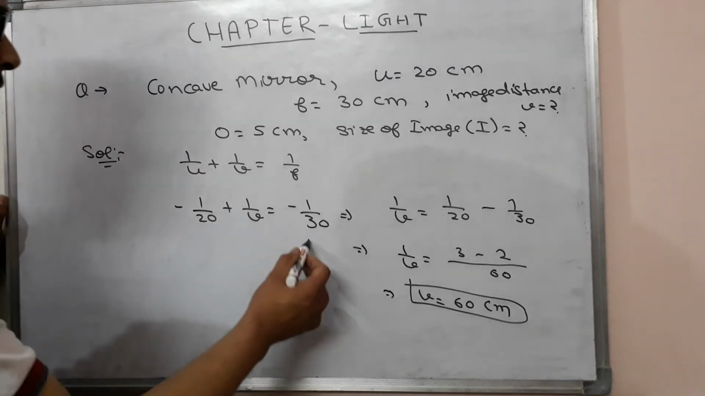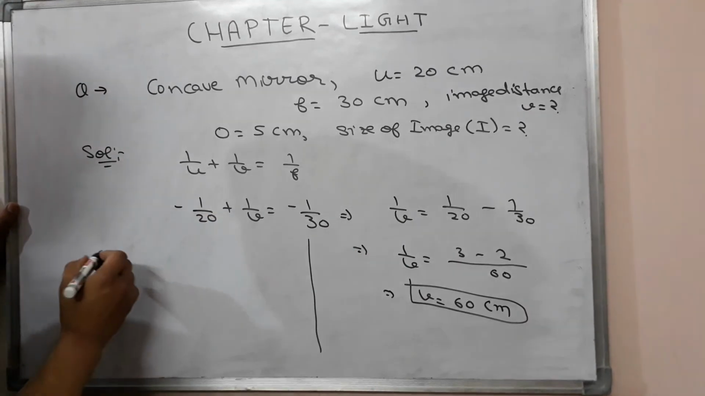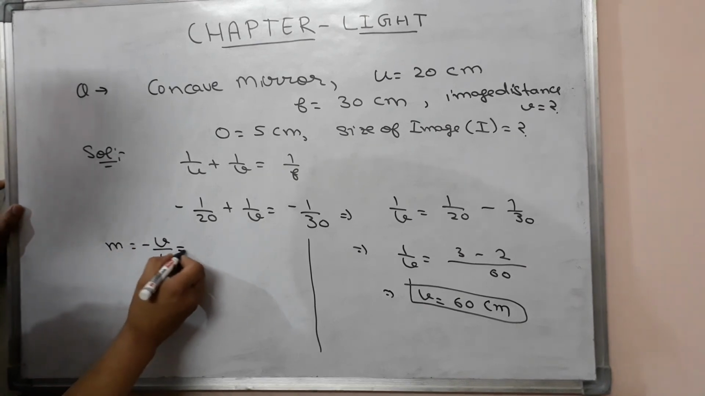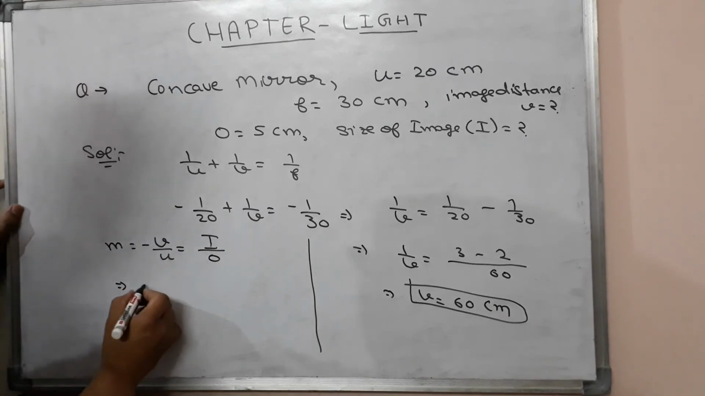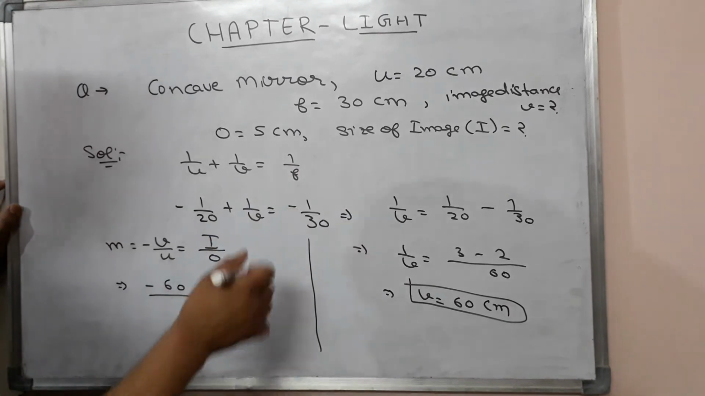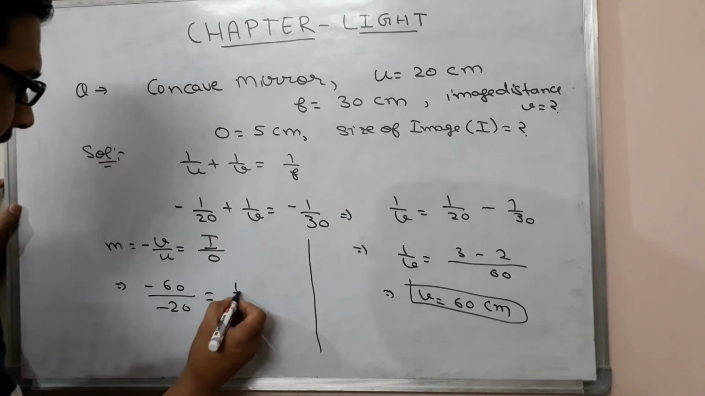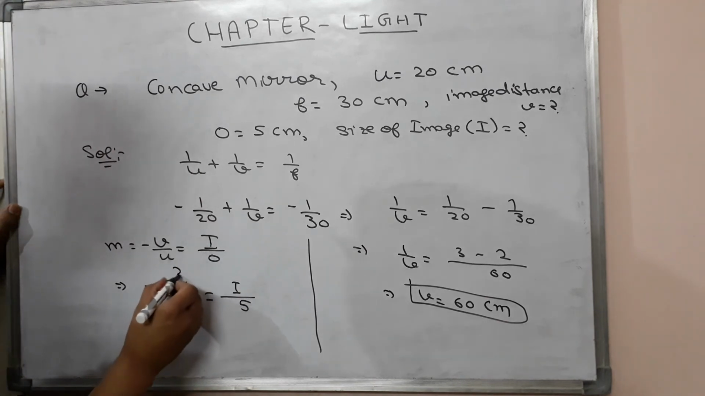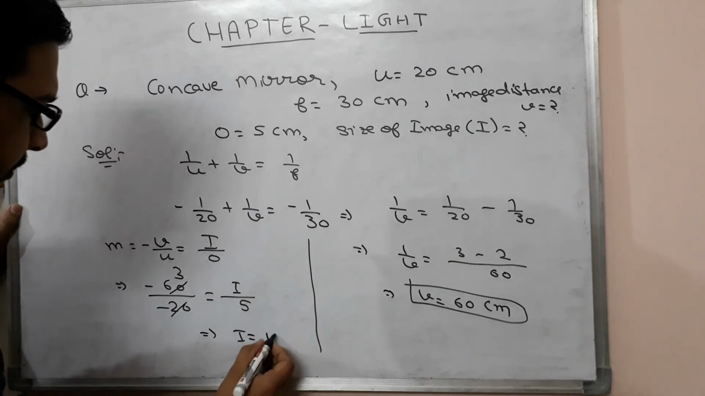Now what else do we have to calculate? The size of the image. We know the relation, that is minus v upon u is equal to I upon o. We know v is 60, u is -20, and i we have to calculate, and we know o is 5. So this will cancel, 3 will come, so the image size comes out to be 15 centimeter.